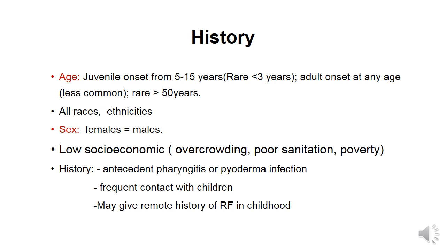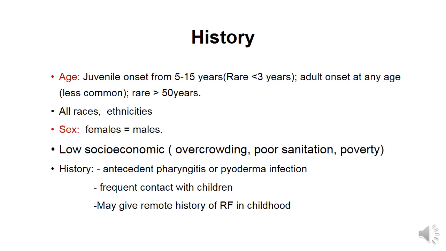And whenever it happens for the first time in adults, it's very rare, yet it can occur, and it can occur at any age, of course. It can affect all races, all ethnicities, with an equal preponderance between females and males. It usually affects people with low socioeconomic standards who are living in overcrowded spaces, poor sanitation, and prevalent poverty.